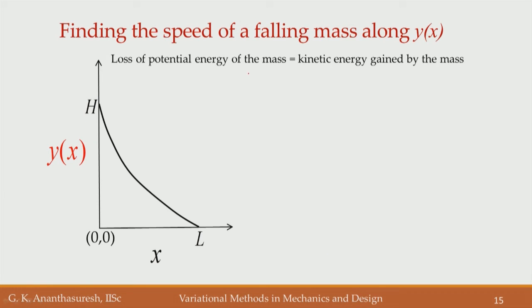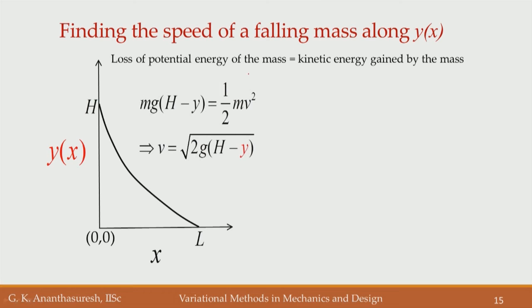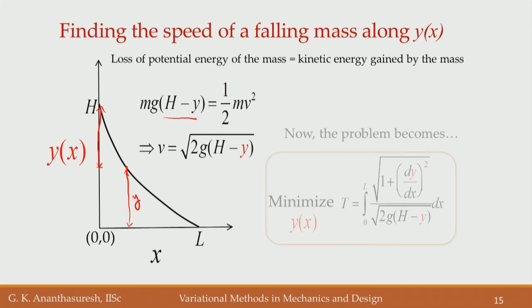So, loss of potential energy of the mass equal to kinetic energy gained by the mass, based on that you can get the speed. So, mg (h minus y), let us say it is at this point, that will be the y here, okay, that is y. H minus y is the height through which the bead has fallen, that is from here to here, right, that will be h minus y. Mg times that, the potential energy lost, is the kinetic energy gained, we can get the speed v. Okay. So, we get the speed v at that point. Now, the problem becomes where the v was there, we substitute this square root of 2g into h minus y.